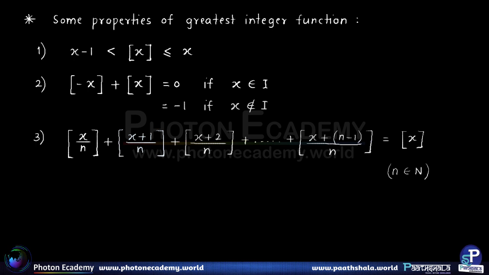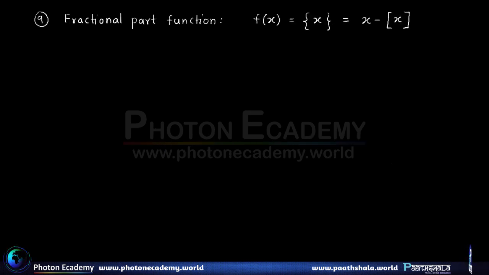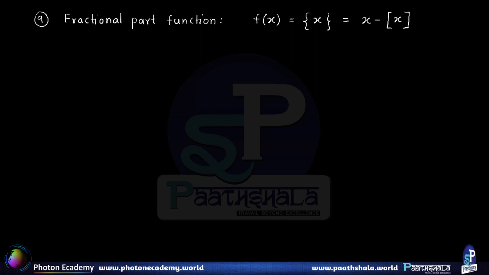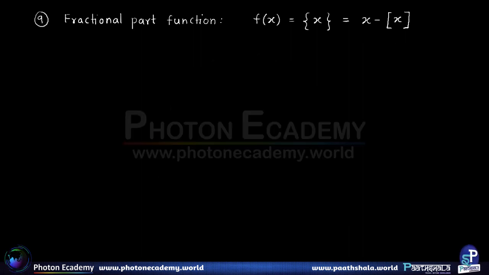Now let's go to the next function, which is called the fractional part function, right? And that is denoted by x written in braces, that is the curly brackets. So the fractional part of x is defined as x minus the greatest integer function of x, so that is x minus bracket x. Now let us see how the graph of this particular function looks like.